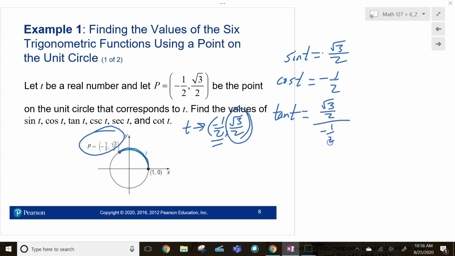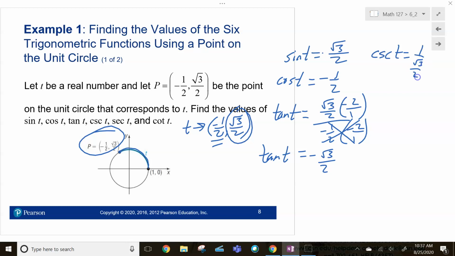The tangent is sine over cosine. So then I just have to clean that up. Multiply by the reciprocal, and you get -root 3 over 2. There's your tangent. The reciprocal of the sine is the cosecant. So it's 1 over root 3 over 2, in other words, 2 over root 3, and then make sure you rationalize that. You multiply it by root 3, top and bottom, so you have 2 root 3 over 3.